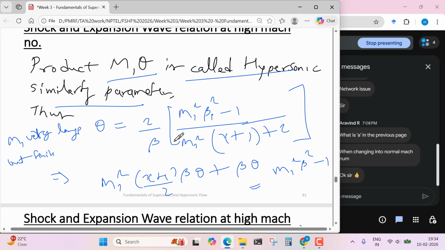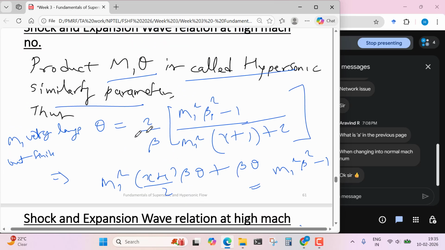Now we will see one parameter which is called the hypersonic similarity parameter, and it is the product of M1 and theta. So till now, in many relations we have considered that M1 is very large, M1 tends to infinity, and theta is very small. But now we will consider that M1 is very large, but it is not infinity, it's still a finite value.